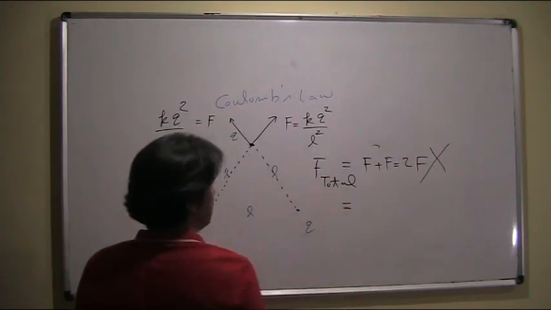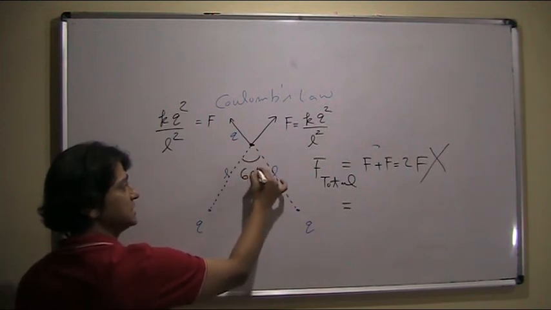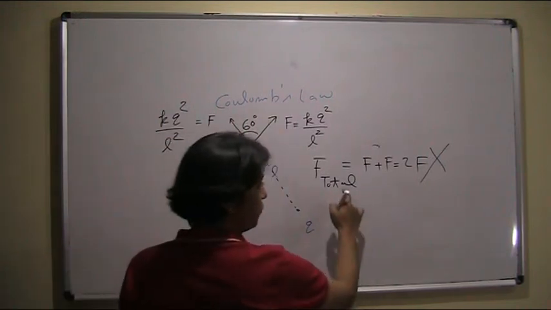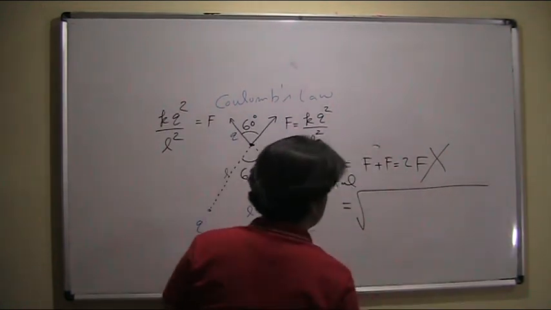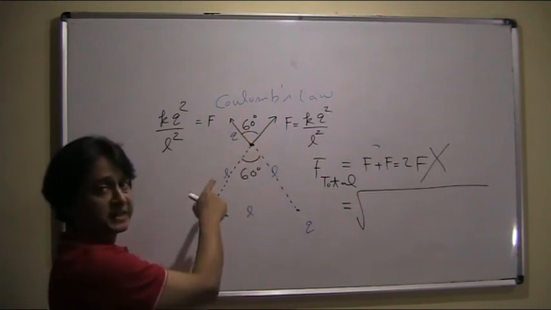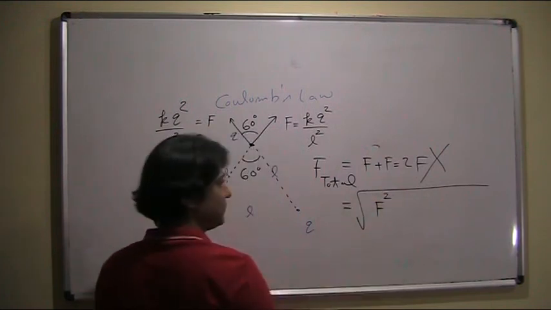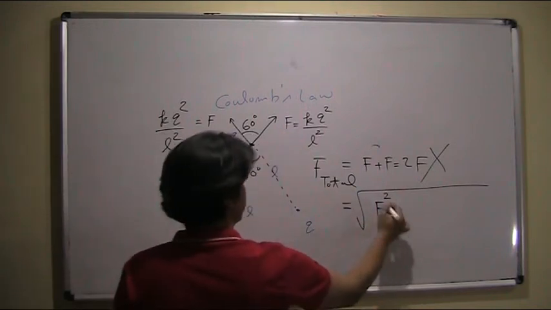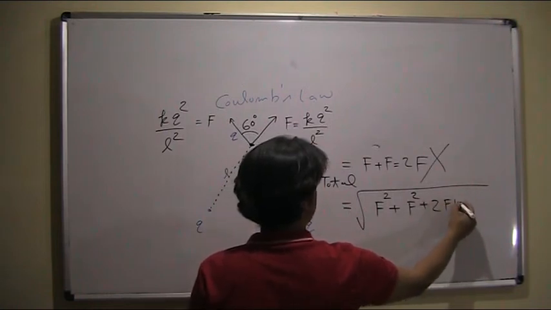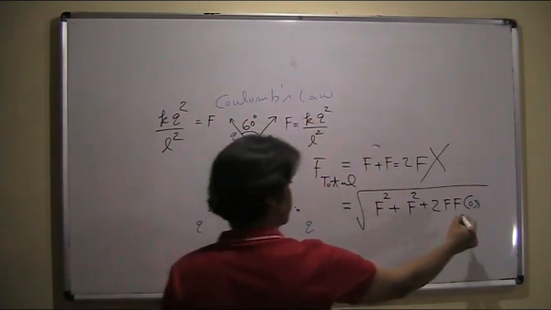Instead, this setup is an equilateral triangle, and therefore this angle is 60. If this is 60, this angle is also 60 degrees. And therefore, for finding the total force, we'll use the vector method. The vector method says there are two vectors, F and F, making an angle of 60 degrees. Total force is given by the magnitude of the first vector squared, plus the magnitude of the second vector squared, plus 2 into first vector multiplied by second vector multiplied by cos of the angle between the vectors, which is 60.